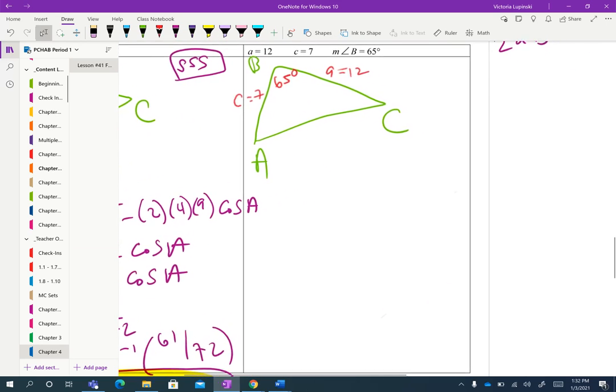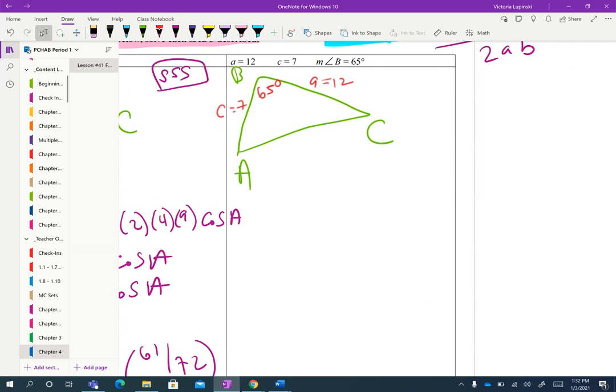Here we're given A is 12, C is 7, and B is 65. So if I go ahead and add those values in, you can see that you have a side, then you have the angle between them, and then you have another side. So again, if it's a side angle side, that's how you know you're starting with the law of cosines.